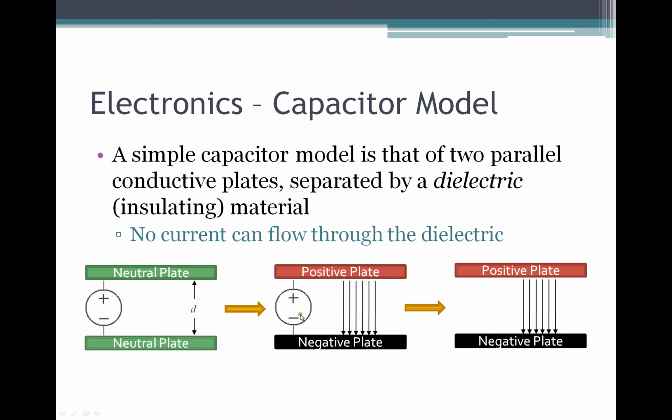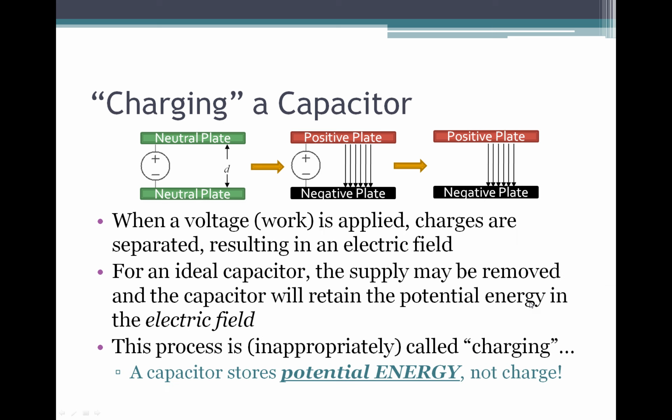We're going to move positive charges up towards this positive plate, and we're going to move electrons or negative charges to the negative plate, and in doing so we establish an electric field. Now, in theory, with an electronic capacitor, we could then remove that power source or that source of potential energy, and this electric field would remain indefinitely because there would be no way for the positive charges or the negative charges to recombine with each other. So when this voltage or this work is applied to separate the charges and create the electric field, this electric field will be retained indefinitely.